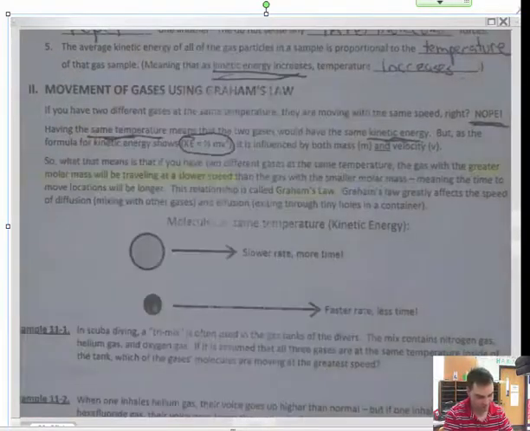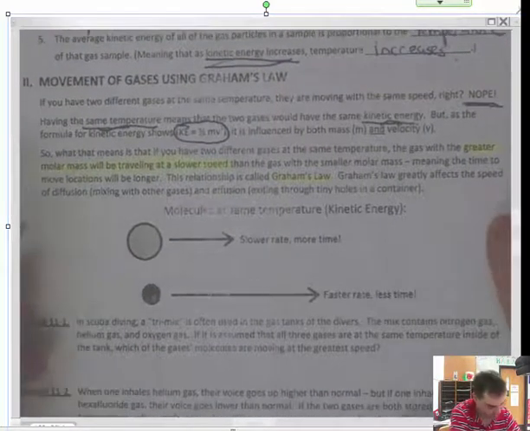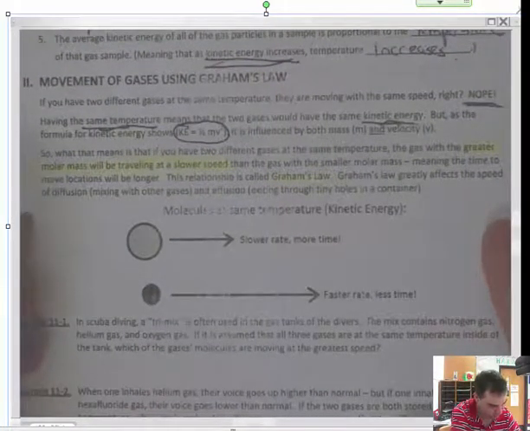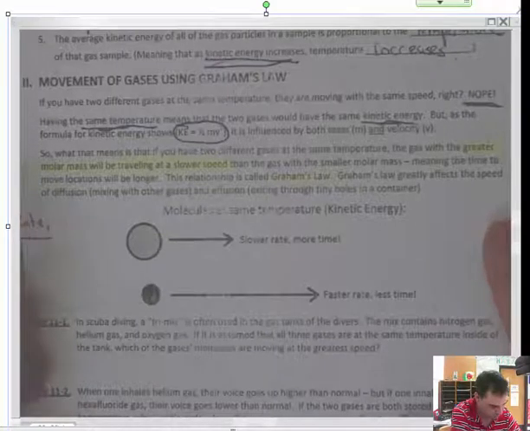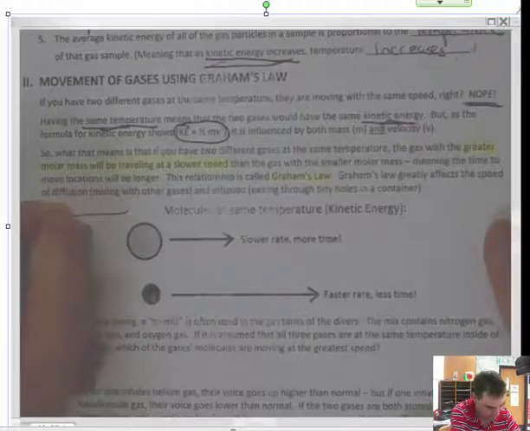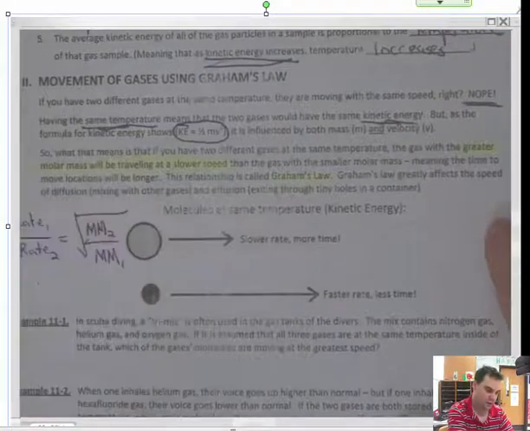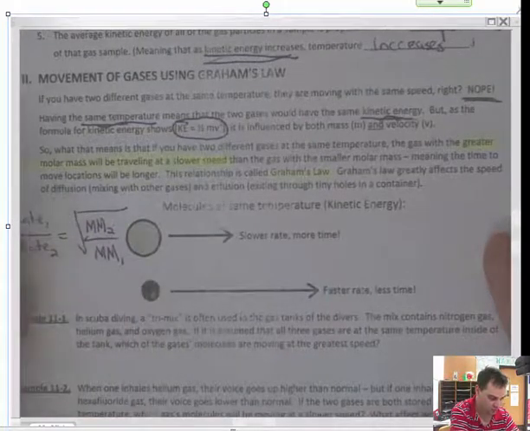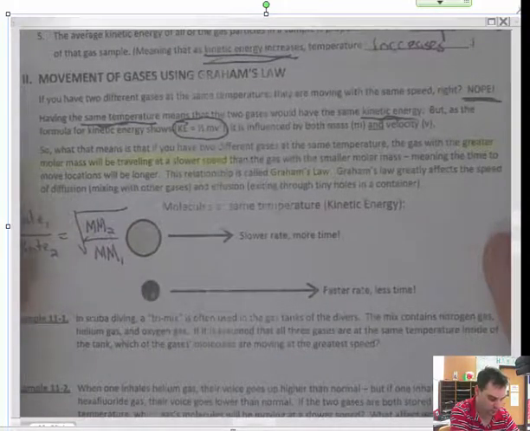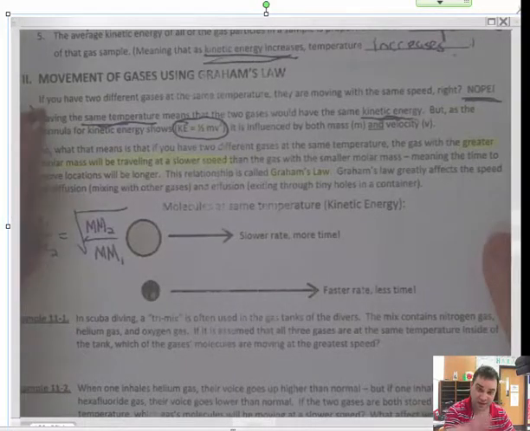There is an equation for Graham's law. You will not need to solve any problems with it this year, but it is rate 1 over rate 2 equals the square root of molar mass 2 over molar mass 1. And by rate here we're referring to speed or velocity. In physics they'll teach you the difference. They're not the same thing.